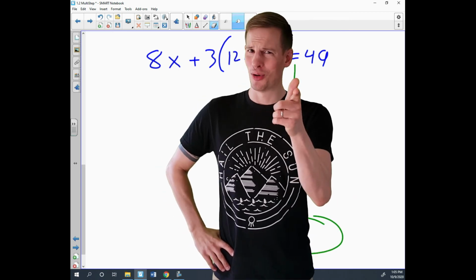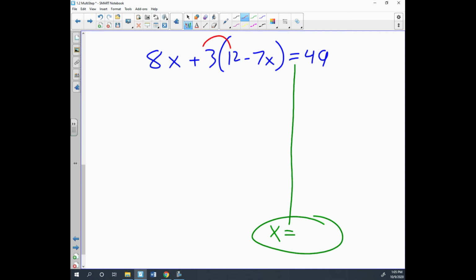Well, that's a good point. I have to distribute, okay? So you have to do that times that first. So 3 times 12 is going to give me 36. 3 times negative 7, careful on that minus, is going to be negative 21x, right? But then I didn't do anything with this 8x, so that's just going to drop down. I didn't do anything with that or that, so those just drop down. If you don't use them, just drop them, okay?